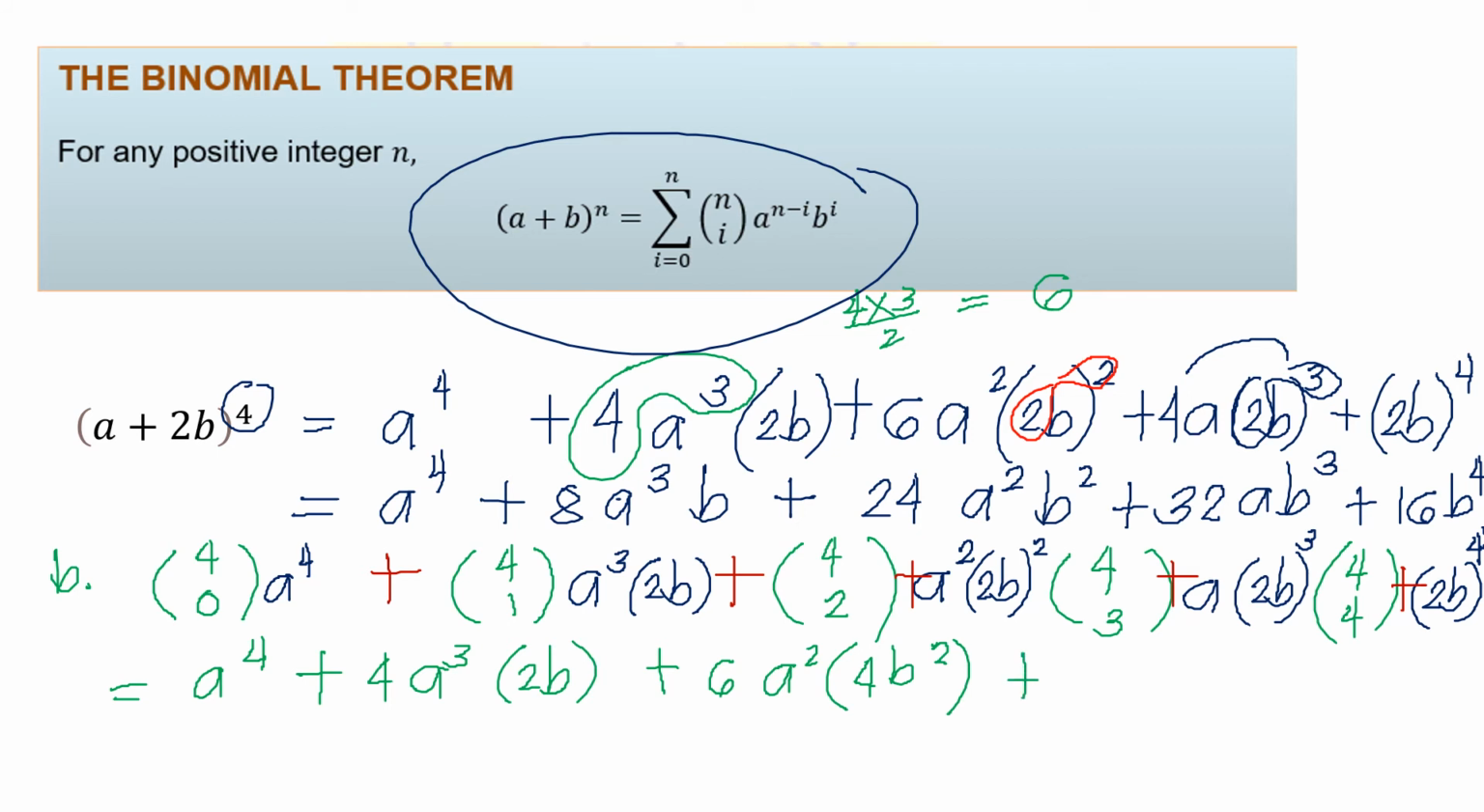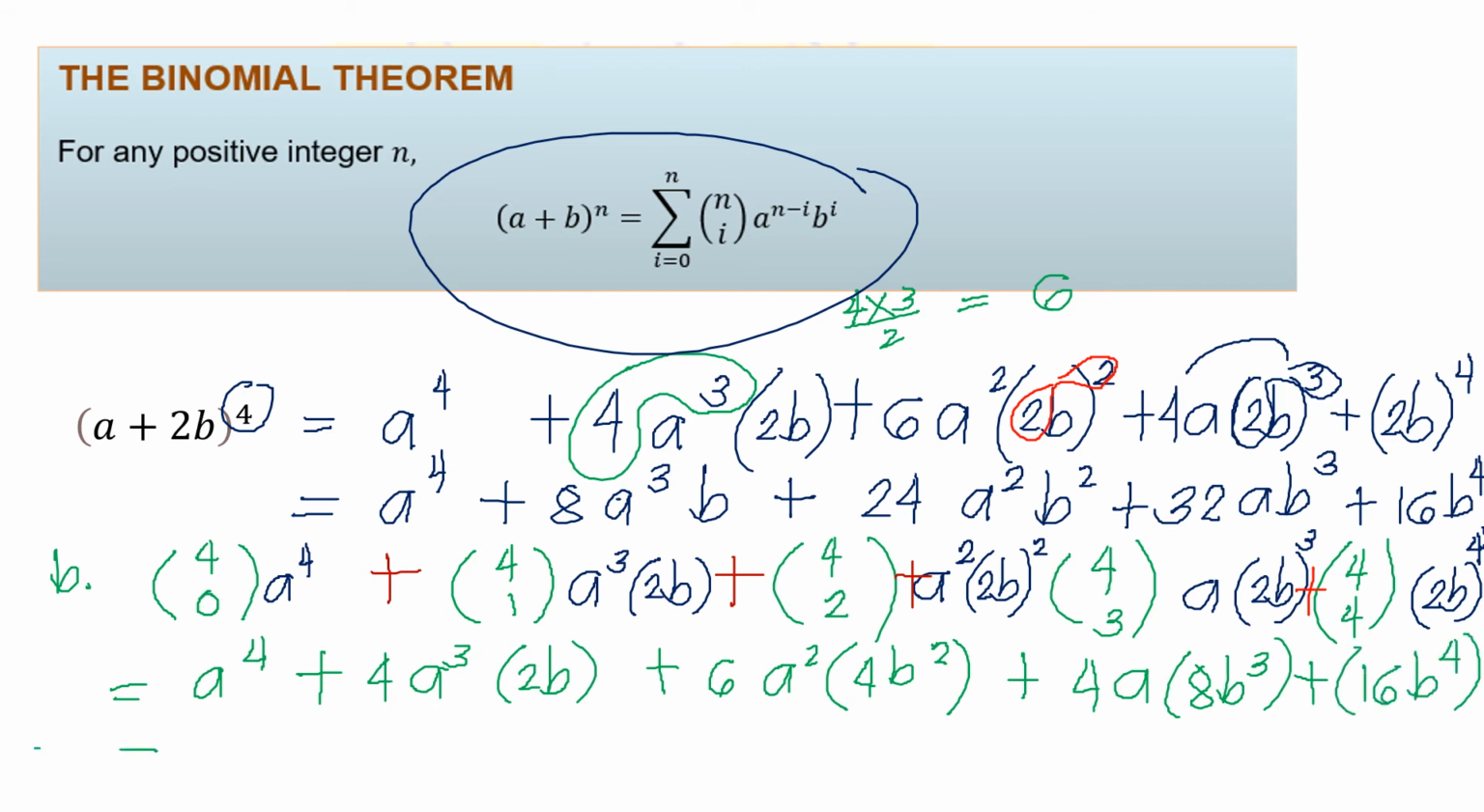4 taken 3 is equal to 4, so we have 4. So there must be no addition here in this part. This will be 4a. 2 raised to 3 is 8, so 8b cubed. 4 taken 4 is simply 1, and 2 raised to 4 is equal to 16. So we have 16b raised to 4.